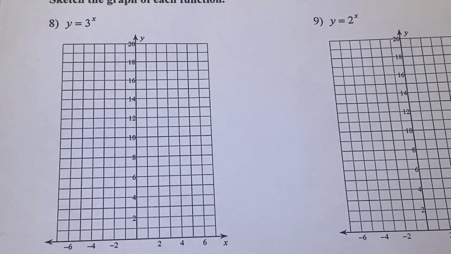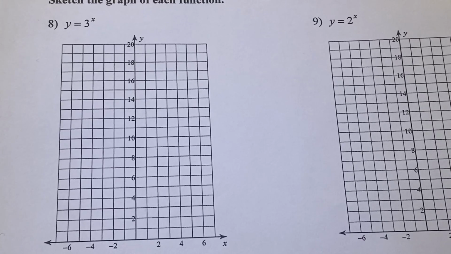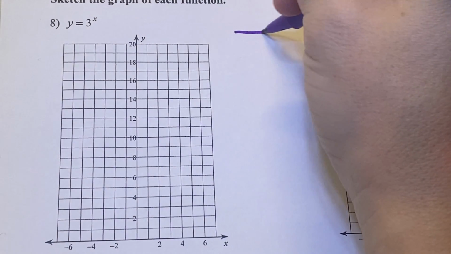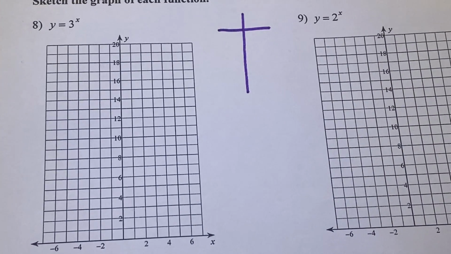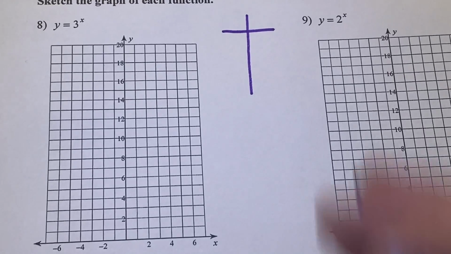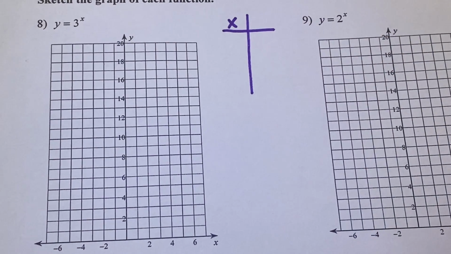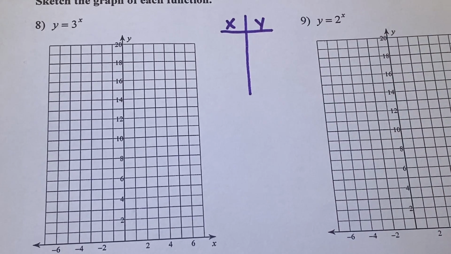Well, here's the best part about graphing anything in math. A table always works. So when you guys are taking the ACT this year, a table always works. Everybody draw yourself a little T table. On the left side, you have your x. On the other side, you have your y.